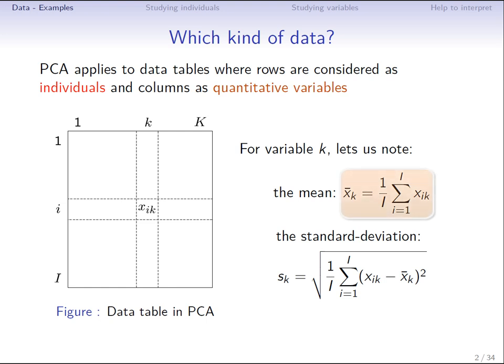Overline x_k denotes the mean of variable k, calculated over all the individuals. And s_k is the uncorrected standard deviation of the sample of variable k. Here we use 1 over I, which means that the standard deviation is calculated on the data, and we do not try to get an estimate of the standard deviation of a population.